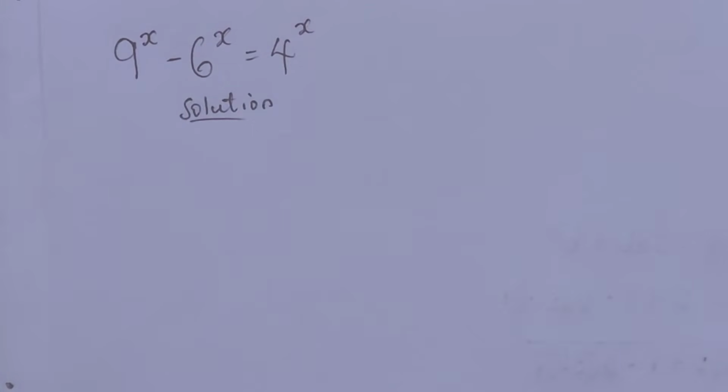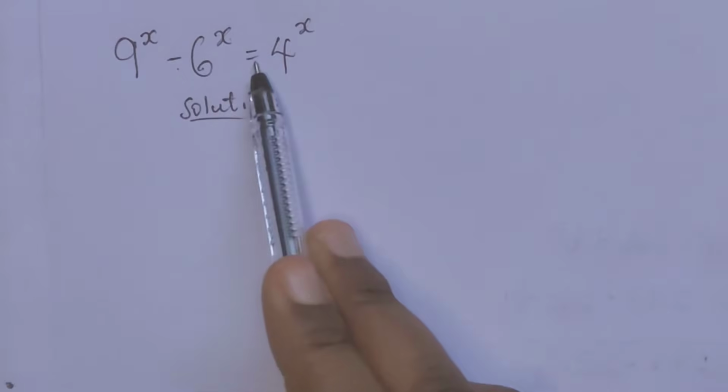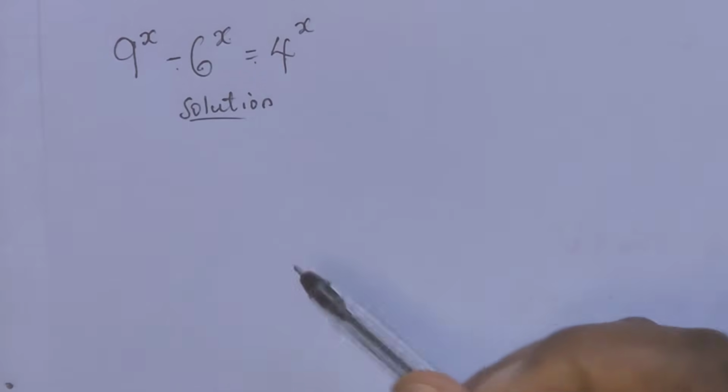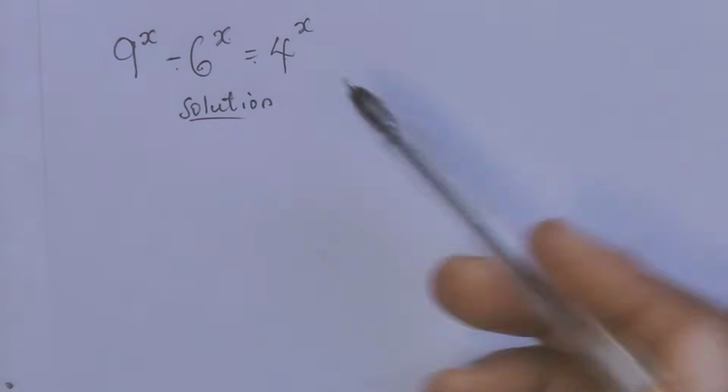So today we have a very interesting math problem to resolve. We have 9 to the power of x minus 6 to the power of x to be equal to 4 to the power of x. So first to begin, let's divide both sides by 4 to the power of x.